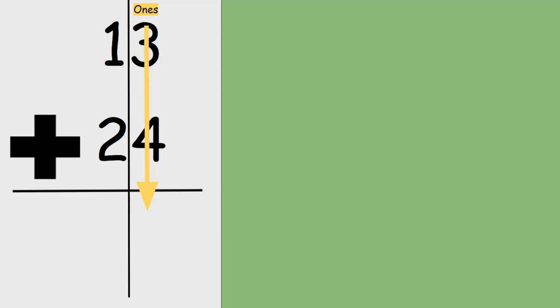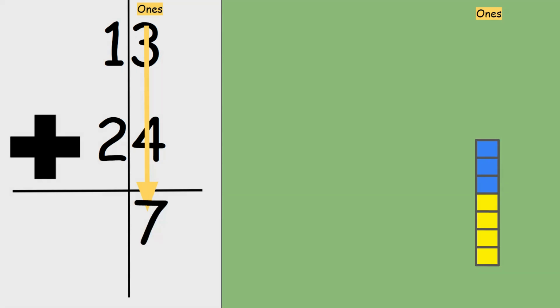So in the ones, I have a 3 and a 4. I'm going to set up 3 blocks from the 3 in the 13 and 4 blocks from the 4 in 24. Remember, we are just looking at the ones. When I add them together, it makes 7. I'll make sure I write that below under the ones place value spot.